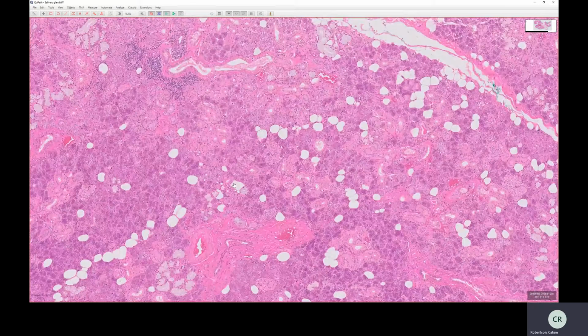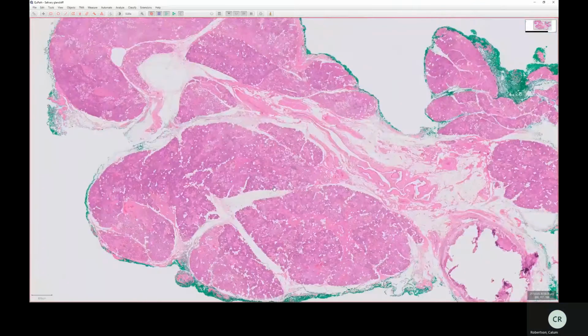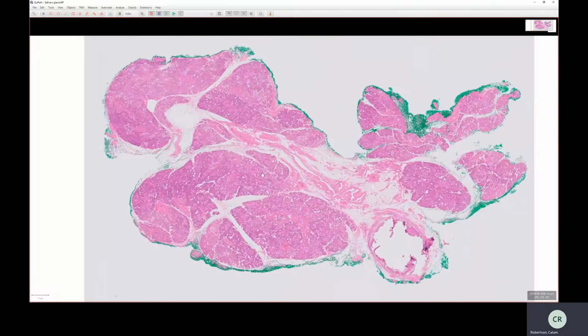So there we are. There we have it. Salivary gland. It doesn't take very long to go through the histology of a salivary gland, but it's a fantastically complex area sometimes, and it gives rise to a diverse range of tumors.